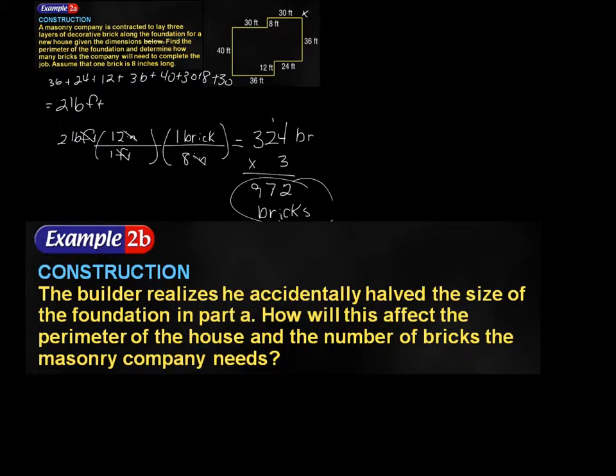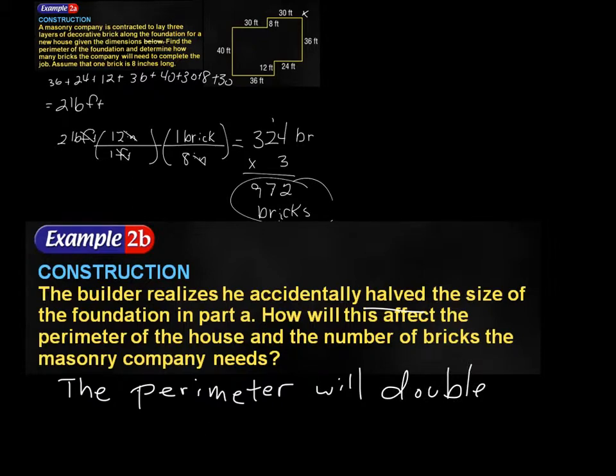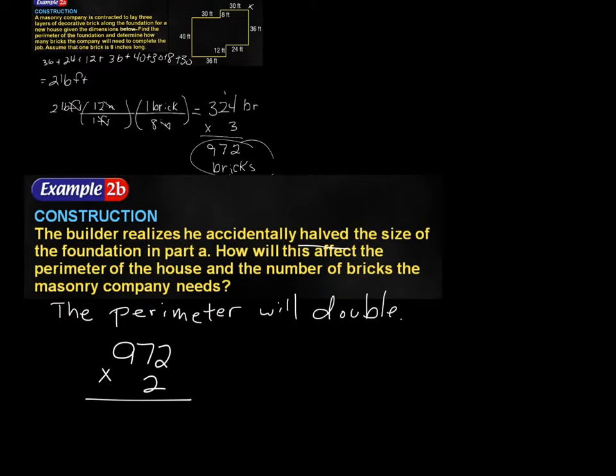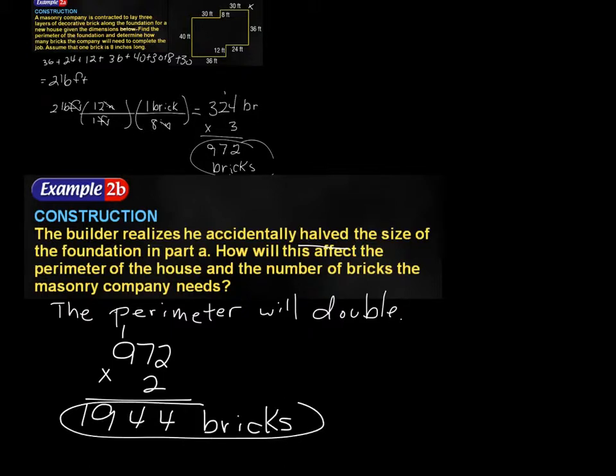The builder realizes that he somehow or another, he accidentally halved the size of the foundation in part A. How will this affect the perimeter of the house and the number of bricks the masonry company needs? Well, if you only counted half as much, the perimeter will double. We'd have to take the number of bricks times 2 as well. So he'd need twice as many bricks, or 1,944.